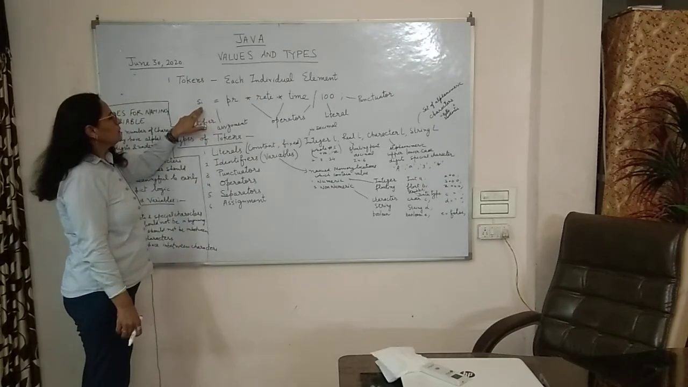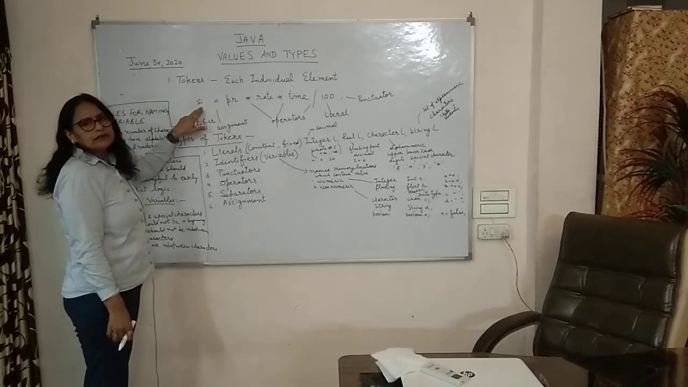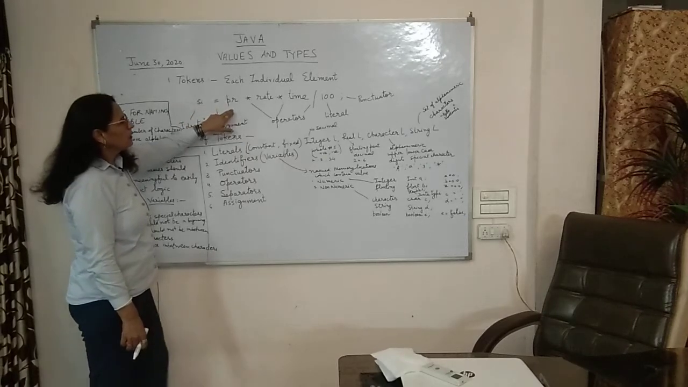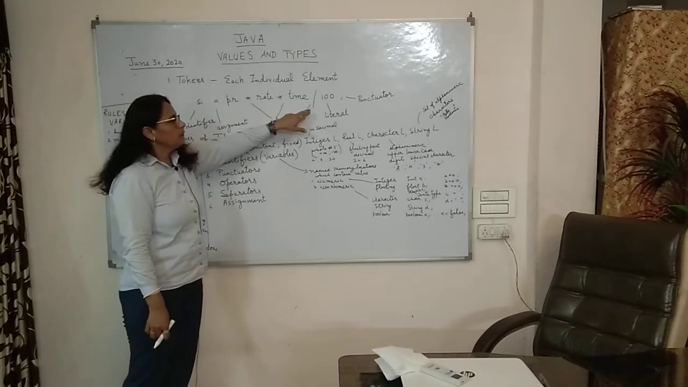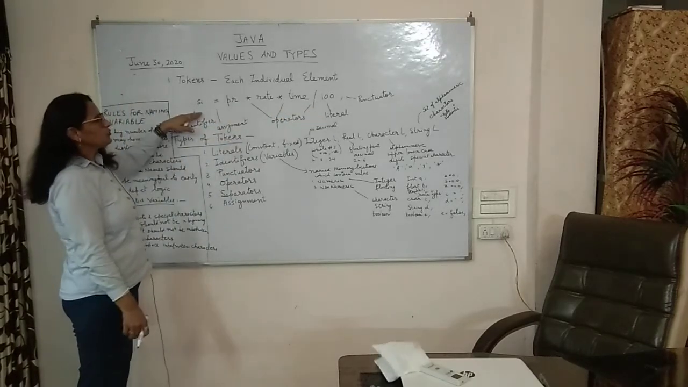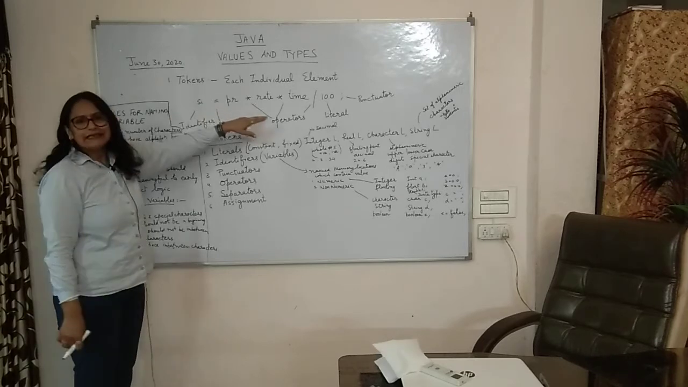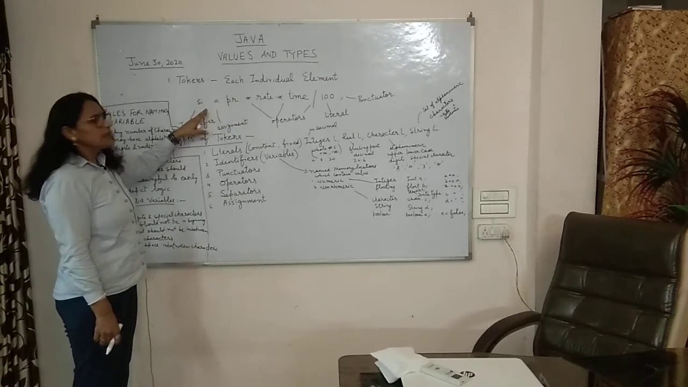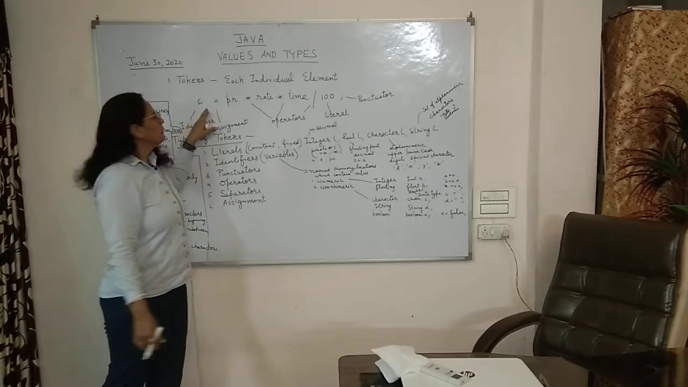Now let's take the example of the simple interest formula. SI is equal to P into R into T over 100. This is the simple interest formula. So this is known as a statement in any program, a computation statement, as we discussed in our last lecture.